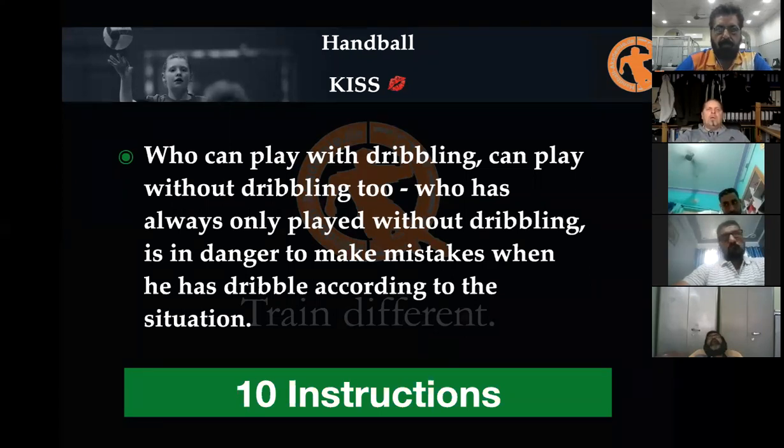The more time they have, the better it is for their decision making and everything. If they don't use the dribbling in training, but then in a certain situation in a game, in competition, they have to use it, they have no experience. They are not safe using that technique. We will come to that later on once again.